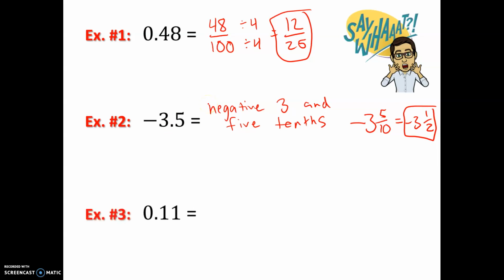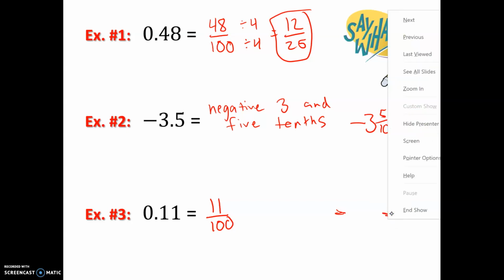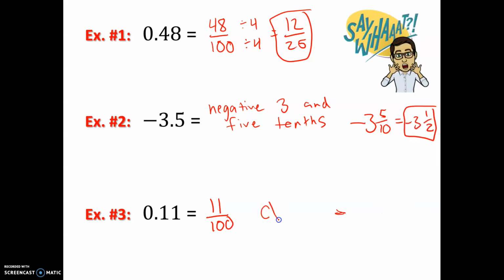0.11, which is not 0.11, it's 11 hundredths, and we're done. The question is why? Why are we done? Well, what do we know about 11 compared to 100? You're right, but there's no common factors. 11 is prime. So we can't simplify.